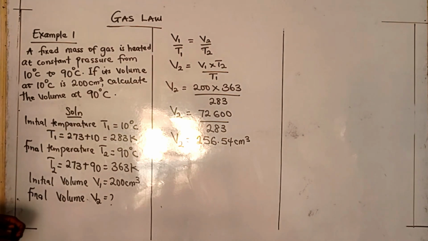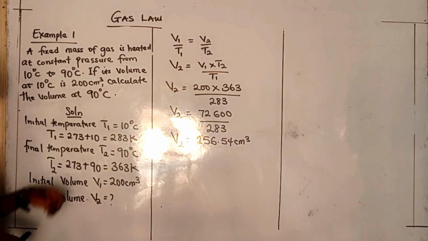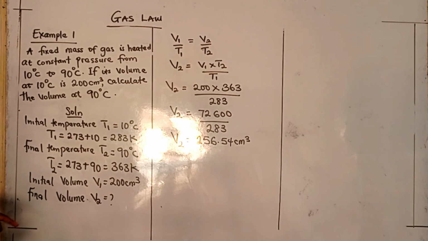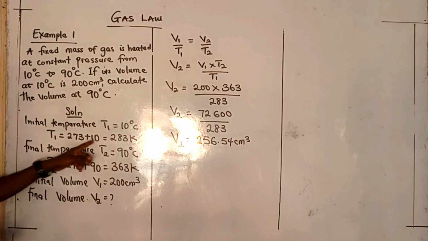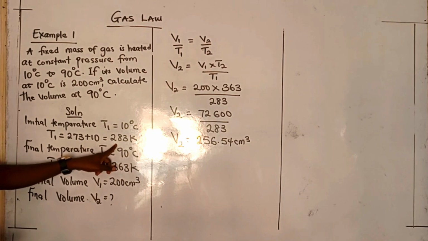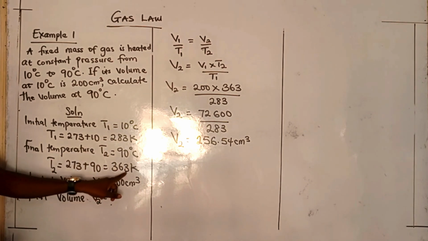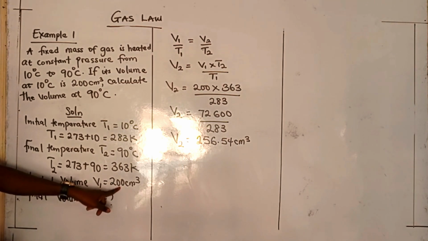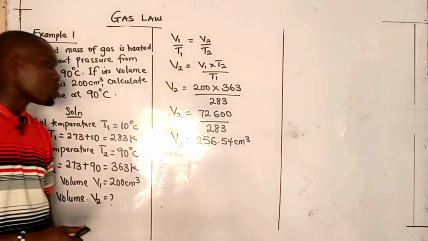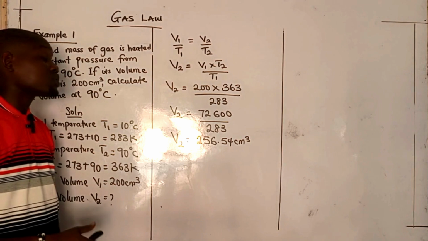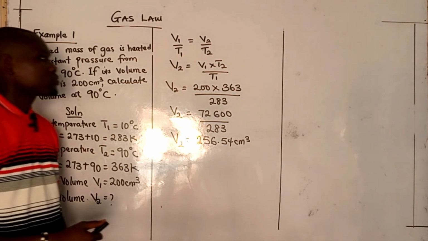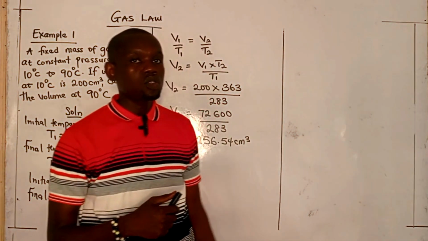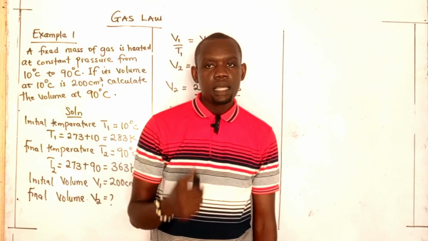So it shows that the relationship between volume and temperature here is direct, because if you look at our temperature, our initial temperature is 283. It now increased to 363. So that means our volume, which is at 200, also increased to 256.54 centimeter cube. So that is it about the first question. So we'll continue by looking at the next example.